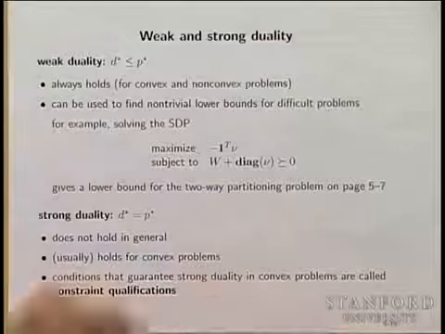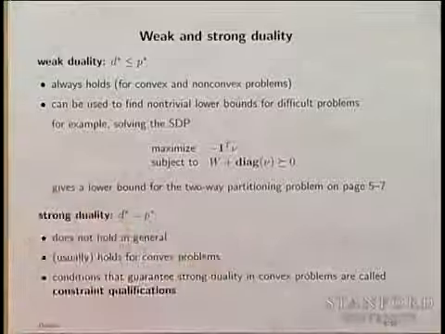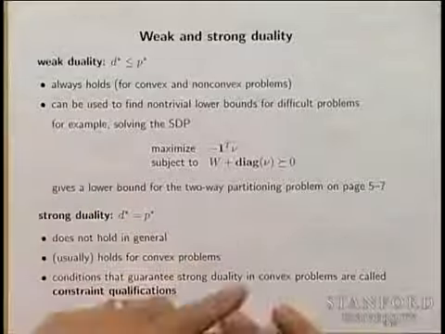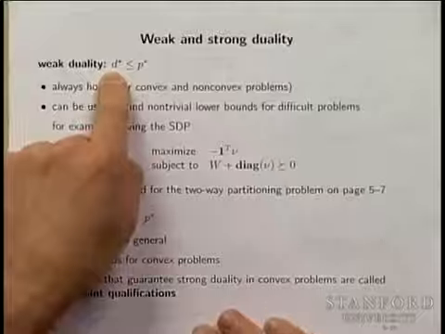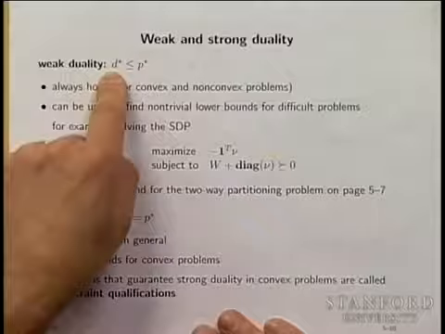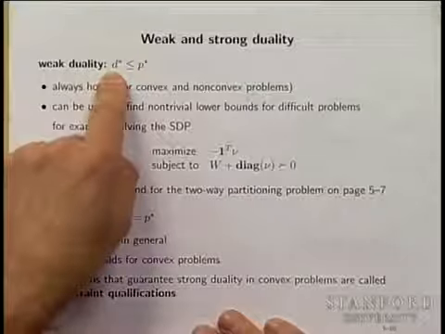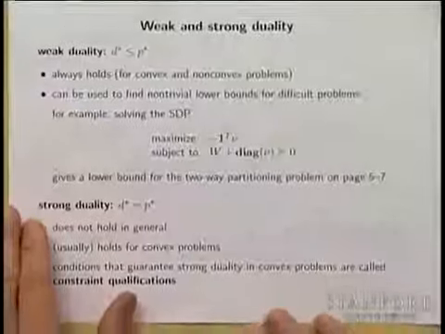It always holds. Convex, non-convex, it's absolutely universal. It could be stupid. You could indeed have D star equals minus infinity, in which case your best lower bound is of no interest whatsoever. Okay? That can happen. But this is always true.